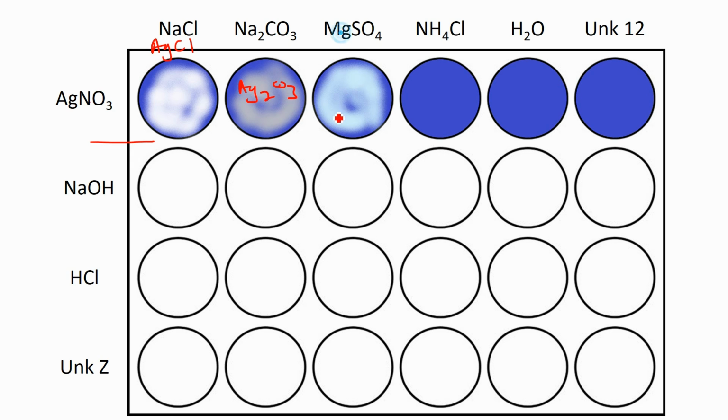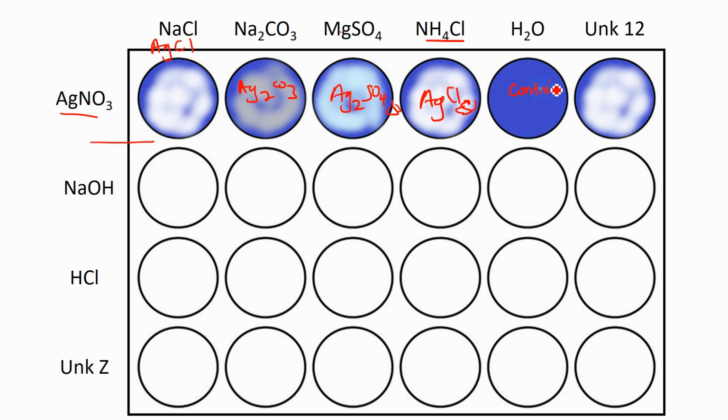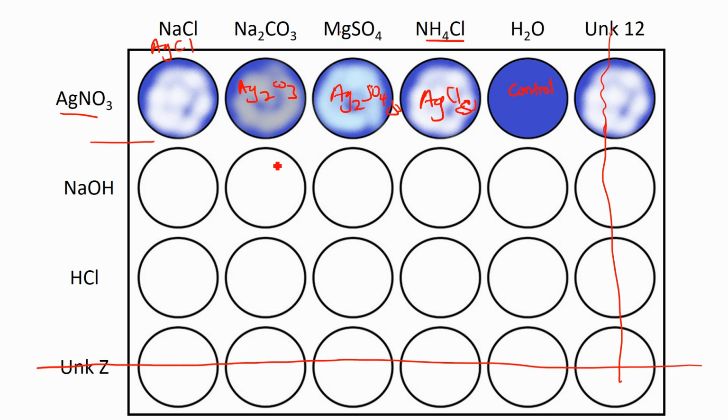Silver nitrate and magnesium sulfate gives you silver sulfate. It should be a precipitate according to your table rule. Silver nitrate and ammonium chloride should give you silver chloride as a precipitate, which is white. Of course, this is just a control. It should not react with silver nitrate, and don't worry about the unknown, because this is not face-to-face lab.